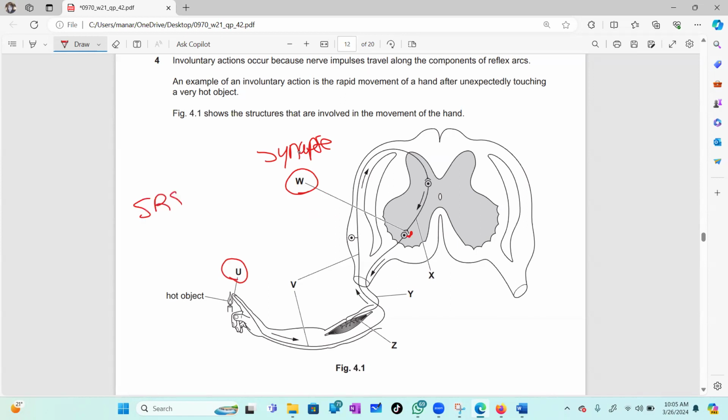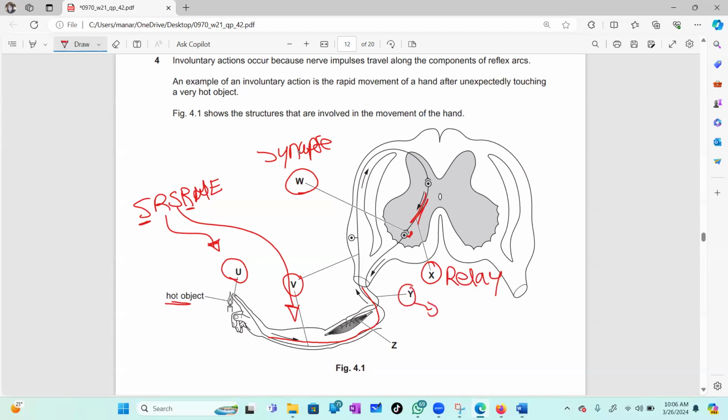Remember the SR, SR, SR, remember? S is the stimulus, the hot object, and then R is the what? Receptor. And then the first S, sensory. V is the sensory. And what is the R? This R, the X, the relay. The relay, very good. And then the M, the motor. Okay, very good. The Y is the motor, and Z is the muscle, the effector that will produce a response.